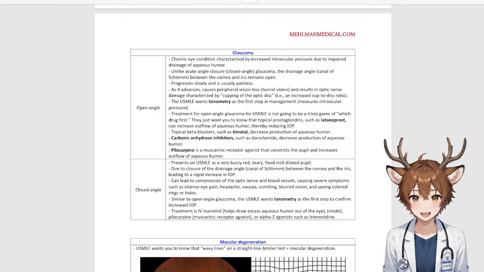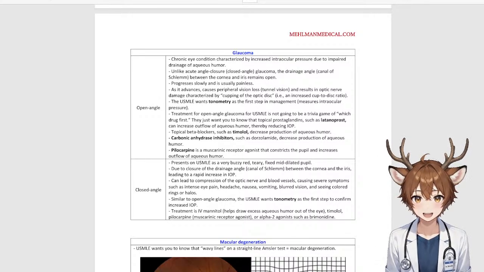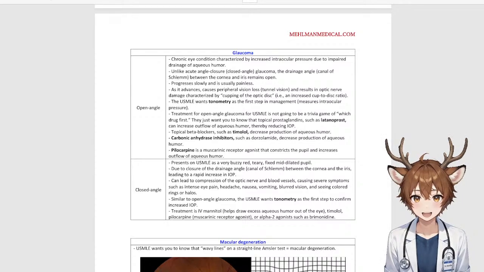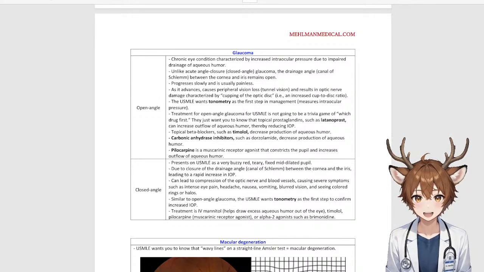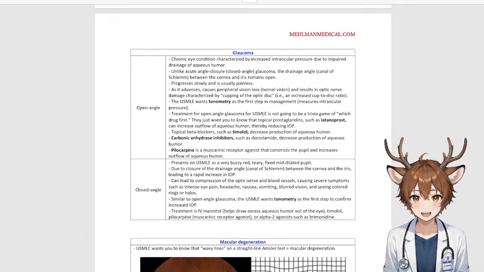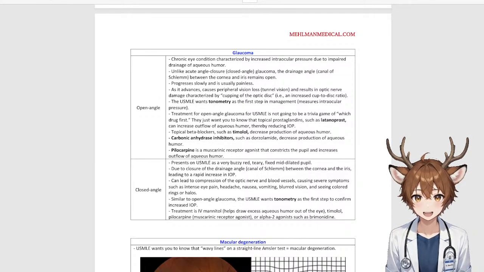Similar to open-angle glaucoma, the USMLE wants tonometry as the first step to confirm increased intraocular pressure. Treatment is IV mannitol, which helps draw excess aqueous humor out of the eye. Also timolol, pilocarpine, a muscarinic receptor agonist, or alpha-2 agonists such as brimonidine.